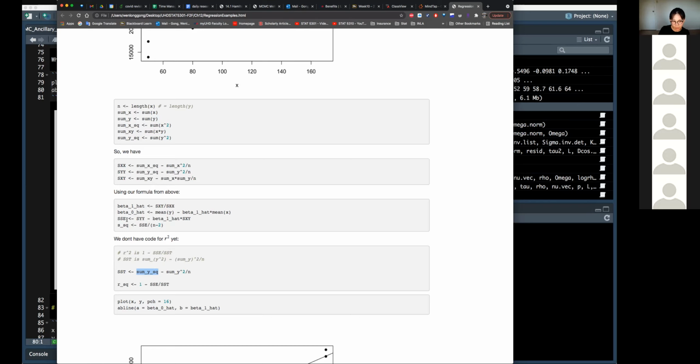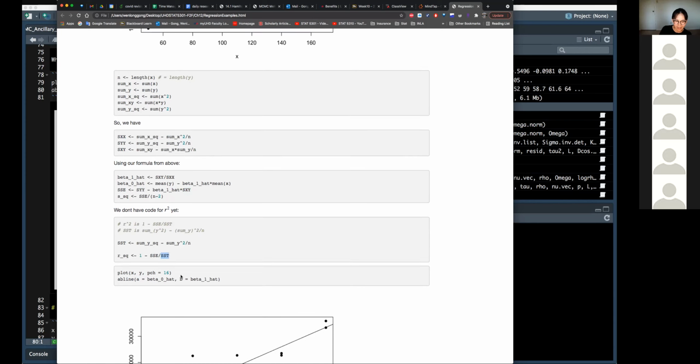And SSE we have calculated before, right? We showed it from the previous example. And this is the formula, and you need the elements, just plug in. So once we get those, we get R squared. Just plug in SSE and SST, you get R squared.